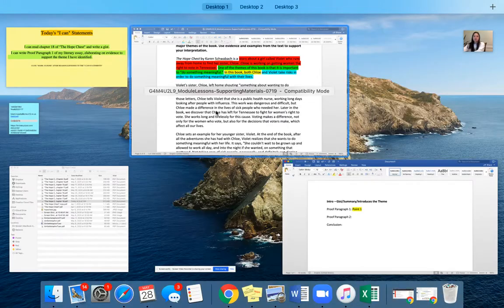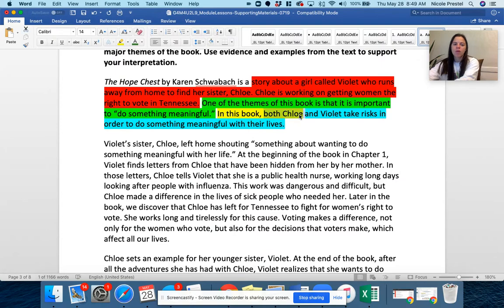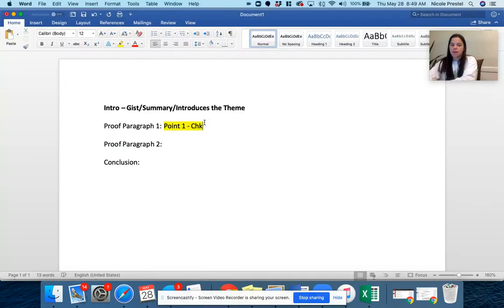And in this story's case, our point 1 is all about how Chloe does something meaningful. So in this paragraph, in proof paragraph 1, you will be giving evidence about how Chloe does something meaningful. So if your first character is Violet and your theme is inequality is injustice, you will be telling me all in proof paragraph 1 how Violet has gone through how inequality is injustice. Okay, so that's where we are there.